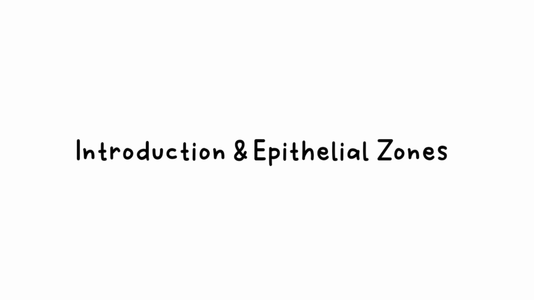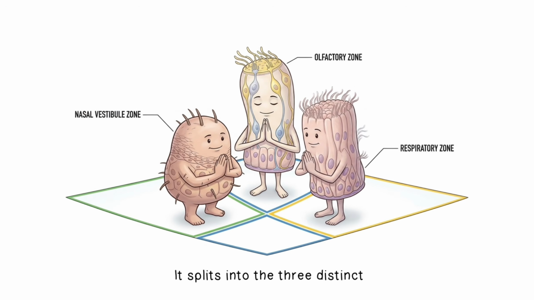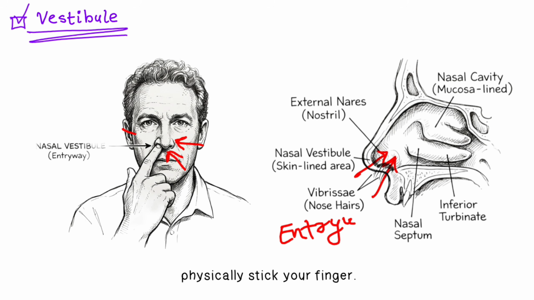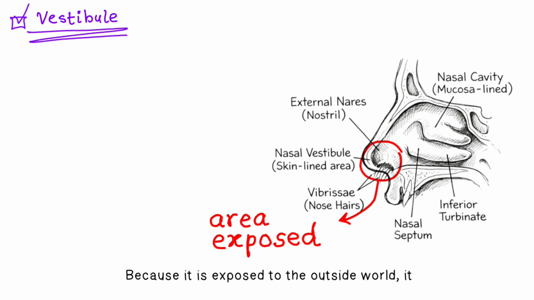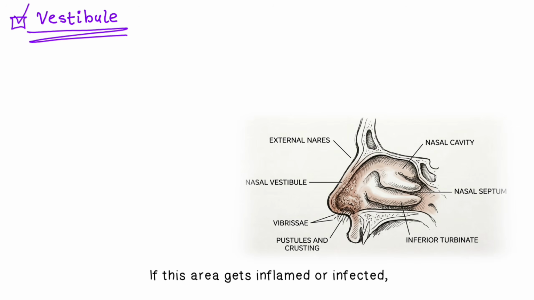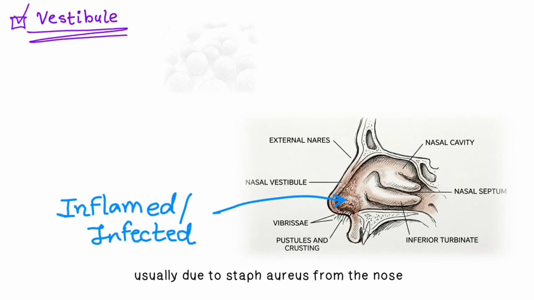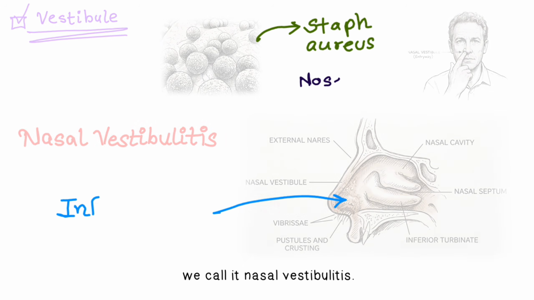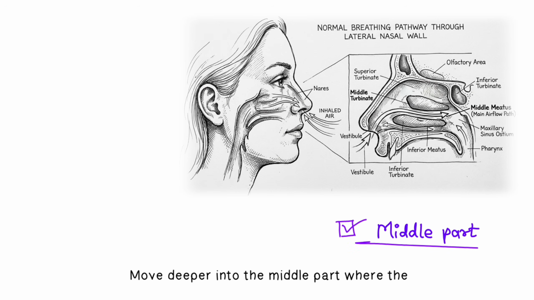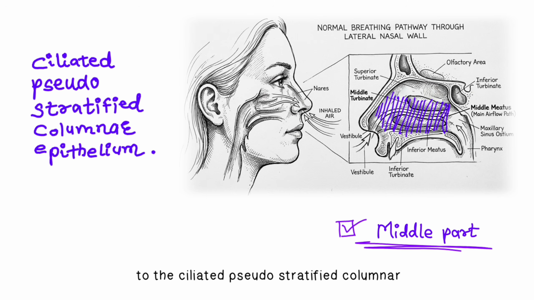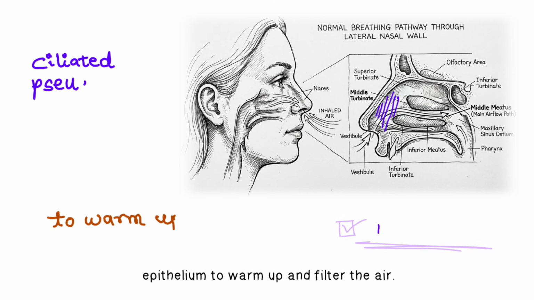Before we look at the bones, let's understand the lining of the nose. It splits into three distinct histological neighborhoods. First is the vestibule, the entryway where you can physically stick your finger. Because it is exposed to the outside world, it is lined by tough stratified squamous epithelium. If this area gets inflamed or infected, usually due to Staph aureus from nose picking, we call it nasal vestibulitis. Move deeper into the middle part where normal breathing happens, and the tissue shifts to ciliated pseudostratified columnar epithelium to warm up and filter the air.